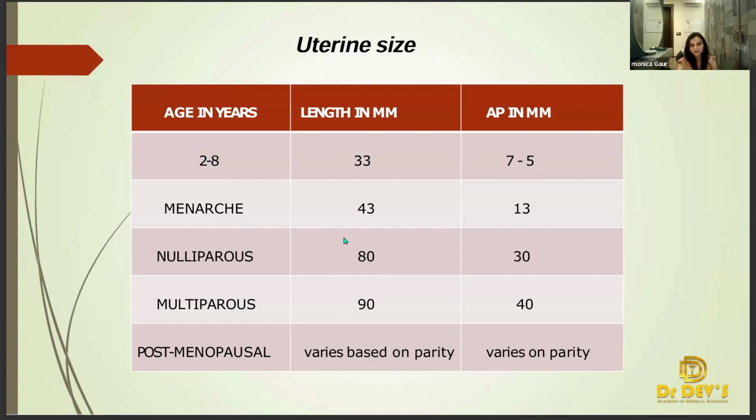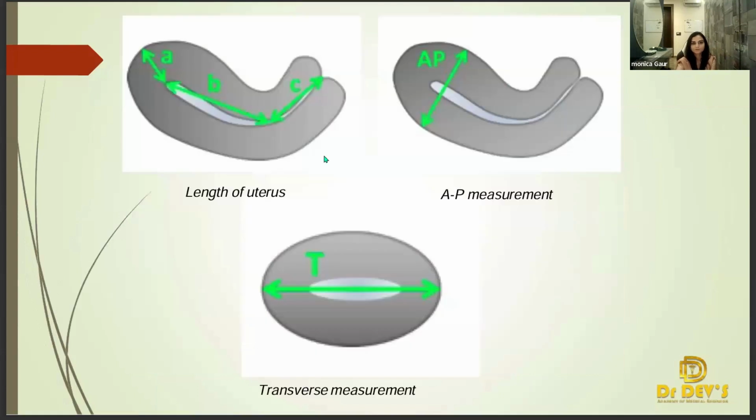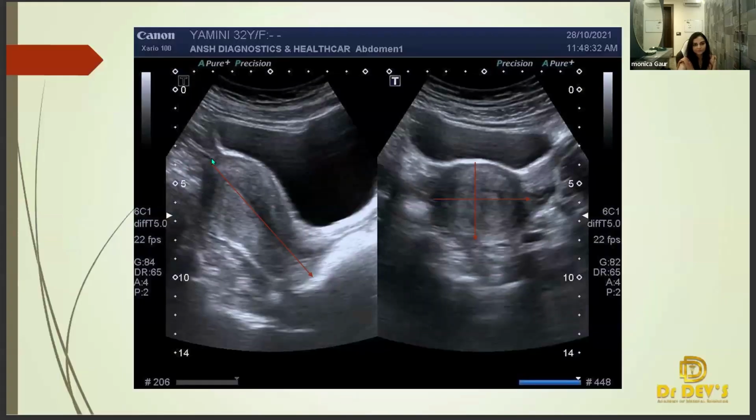From menarche to multiparous, just keep the figure of 75 to 80 in your mind. This is the normal length of the uterus which you will encounter in your daily practice from menarche till multiparous. This is how we take the length of the uterus. AP you can take in the transverse, because AP remains the same in longitudinal and in transverse view both. This gives the superior inferior length of the uterus, and this gives the width of the uterus. Length of the uterus, AP measurement, transverse measurement. This is how we take the measurement.